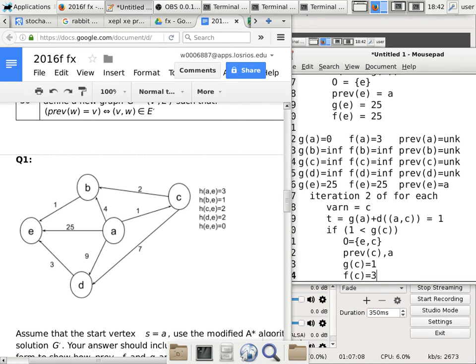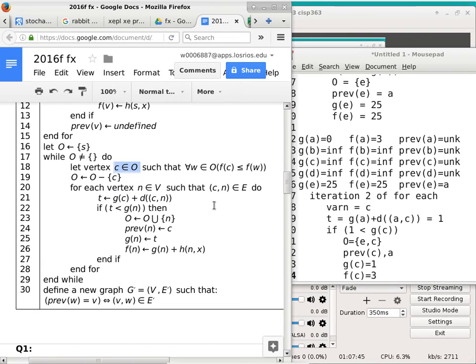Are we okay with this? Do we understand why F of C is 3? Because that's an estimation. It is an estimation of, if I go from A through C to E, what is the current best estimate of that path? It is what is known to us, which is from A to C, plus the heuristic, which is an estimate from C to E. According to our heuristic function, H of C E is 2. So that's why it's 1 plus 2, which is 3. Are we okay so far? Could you go back up to the pseudocode?